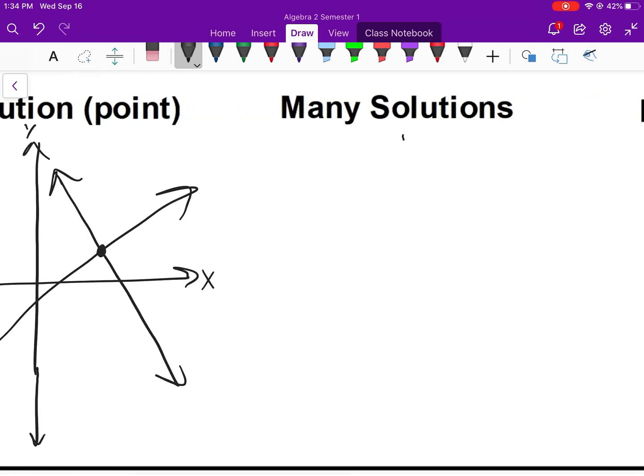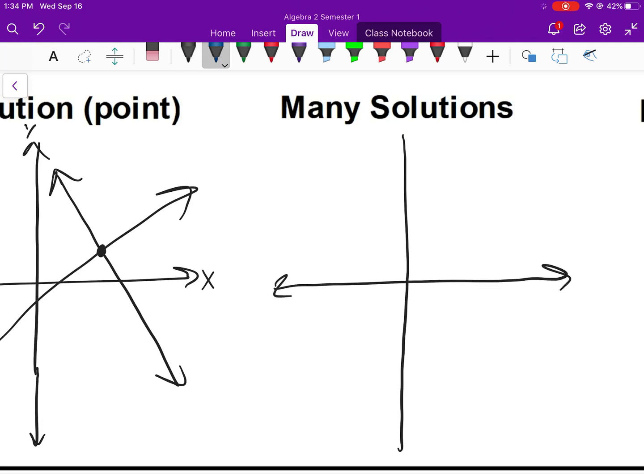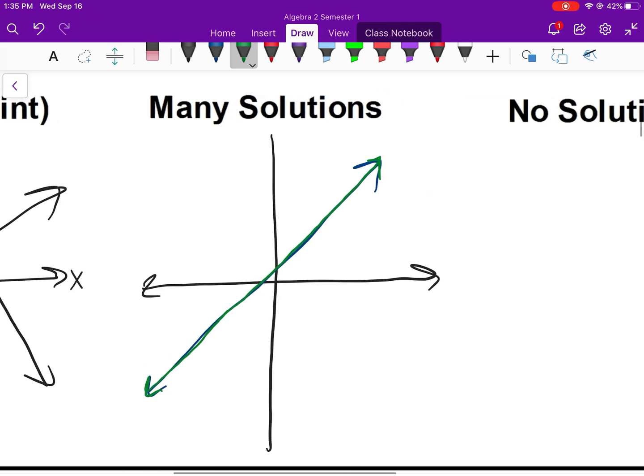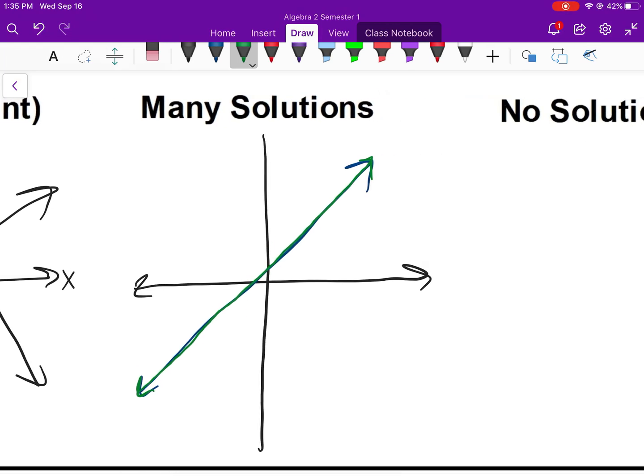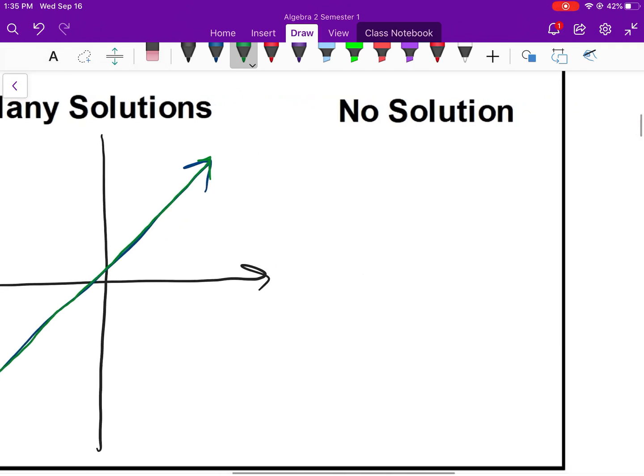Another situation is a case where we have many solutions. We've got our one line here, and then a second line, and in this case, for many solutions, it's going to be the same exact line. Majority of the time, when I give you the equations, they won't look exactly the same, but they really are the same equation. A good way to see that is by graphing it, and you'll see they're the same exact line. Otherwise, you have to manipulate the equation, which is another way of doing it as well.